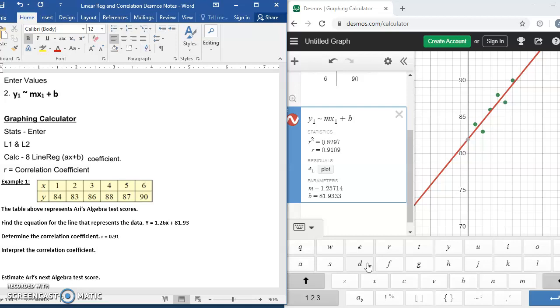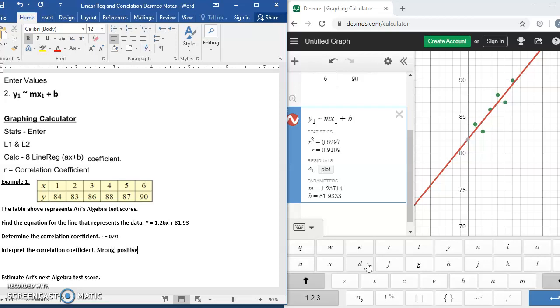So we have some different words that we can use. Correlations can be positive or negative. They can be weak or strong, dependent on how close they are to the absolute value equal to 1. So here we have a correlation coefficient of 91 hundredths. This represents a number close to 1, so this represents a strong correlation.